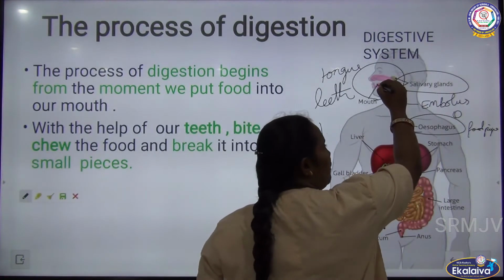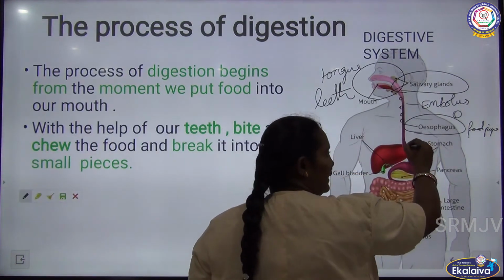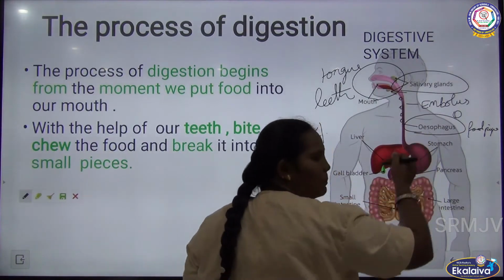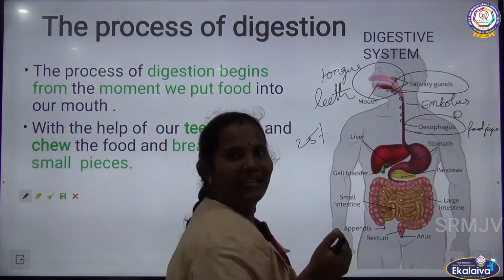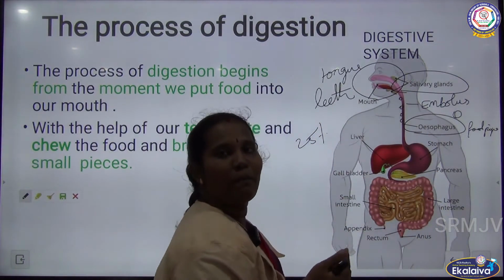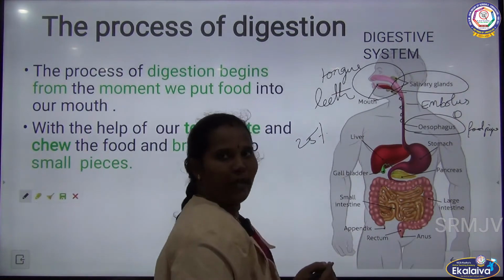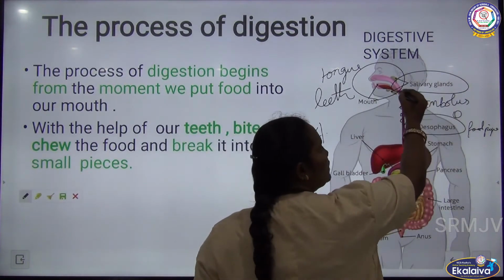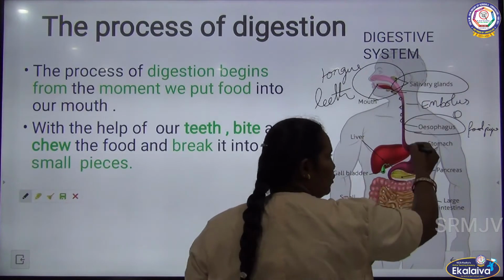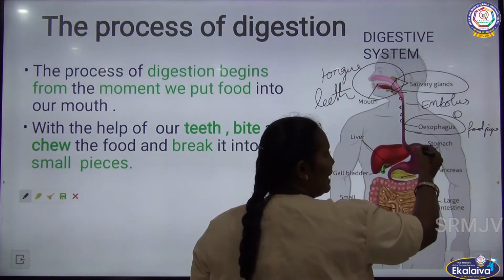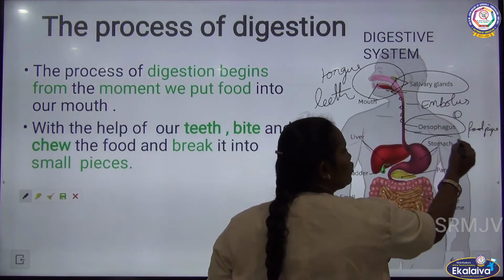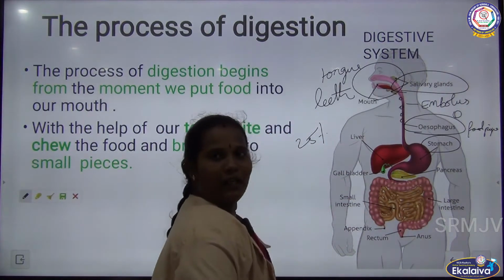From our mouth to the stomach, we have one muscle pipe. It is called the food pipe. Food pipe means esophagus. This embolus, the food ball, moved from this place. After that it entered the stomach.